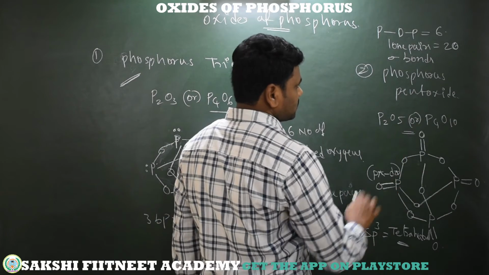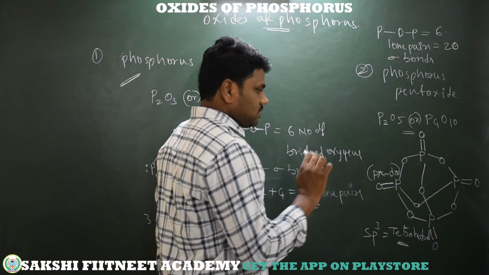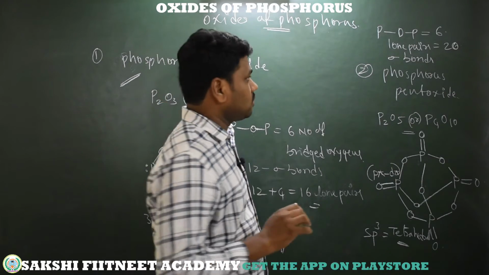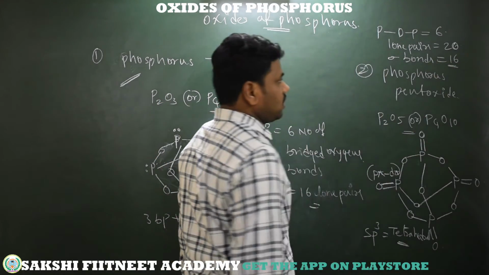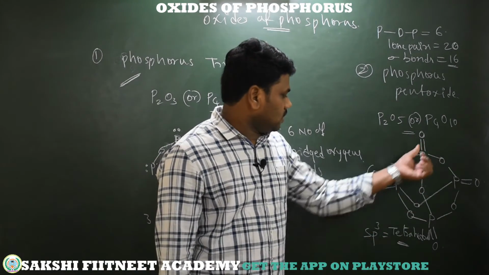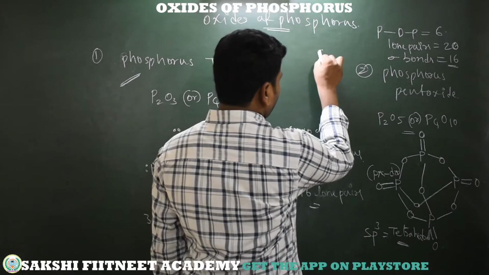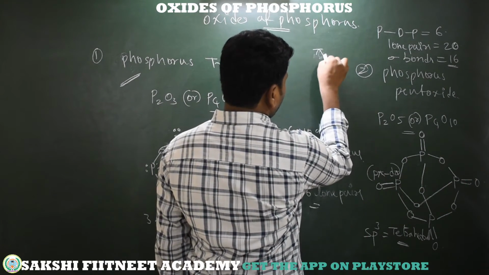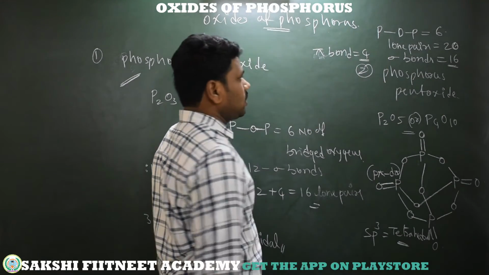See here, 4 phosphorus atoms are there. So around the 4 phosphorus atoms, each phosphorus atom showing 4 sigma bonds. So total 16 sigma bonds are there. And number of pi bonds, 1, 2, 3, 4. 4 pi bonds are there. Pi bonds are total 4.